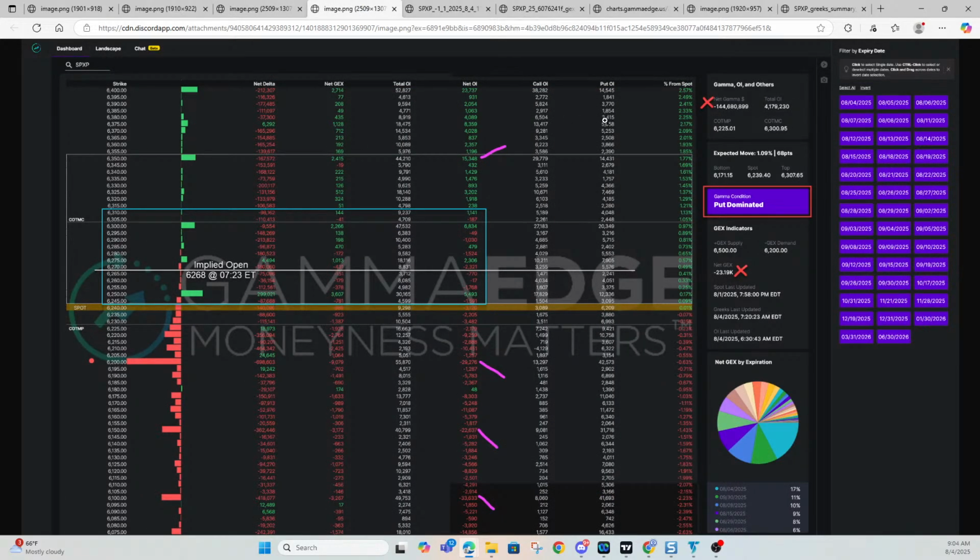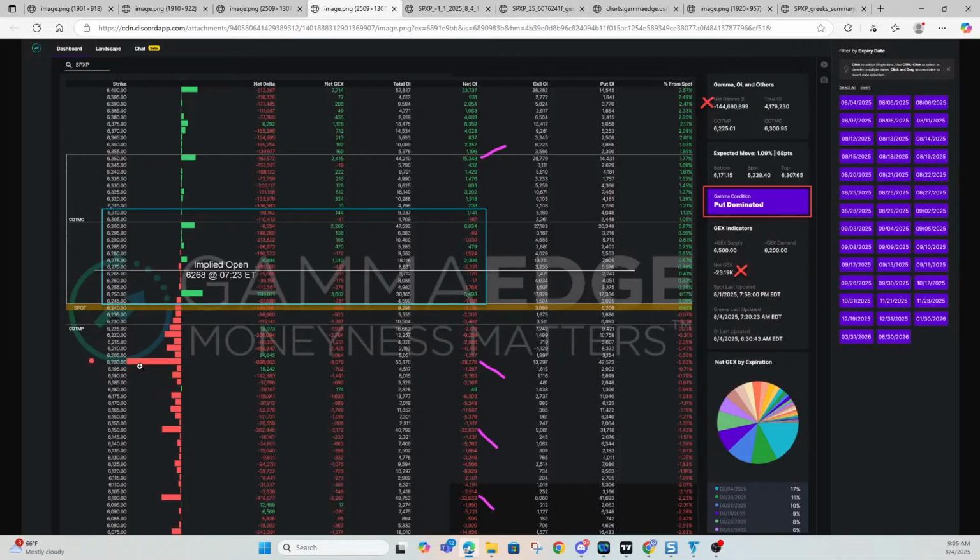SPXP, this is obviously our speedboats. These contracts turn over much more rapidly via 0DTE as well as daily and weekly. We are put dominated above and below spot price, as you'll denote by the red net deltas completely across the board here, above and below spot price. You'll note the transitions are wider on the all expiry. So again, this is uncertainty in the overall market.